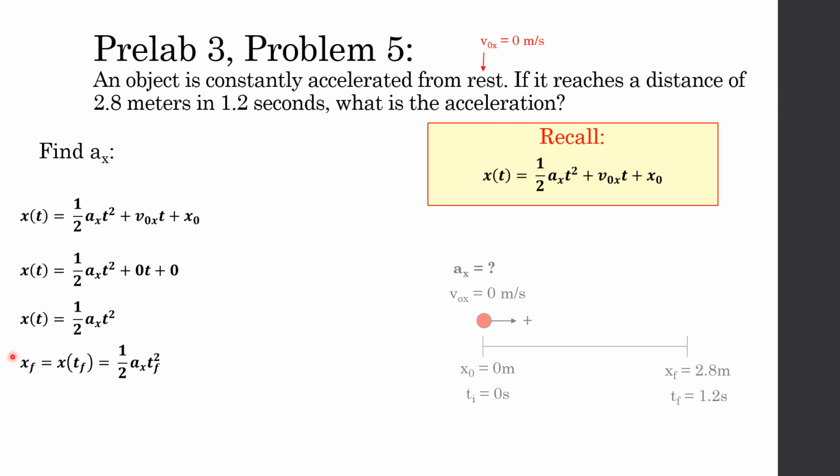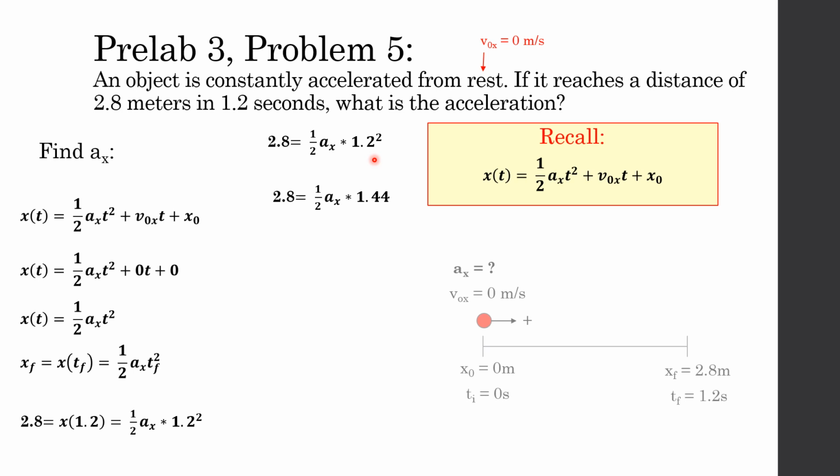So x final, we were given that was 2.8 meters, and t final, we were also given that was 1.2 seconds, right? So if we plug those values in, then we would just have 1/2 ax times t final squared, which would be 1.2 seconds, and that would be equal to 2.8 meters, okay? So you can see that's what I've done here. Now I'm just going to eliminate this little intermediary step just to make it a little more simple to look at. So we have 2.8 is equal to 1/2 ax times 1.2 squared, okay?